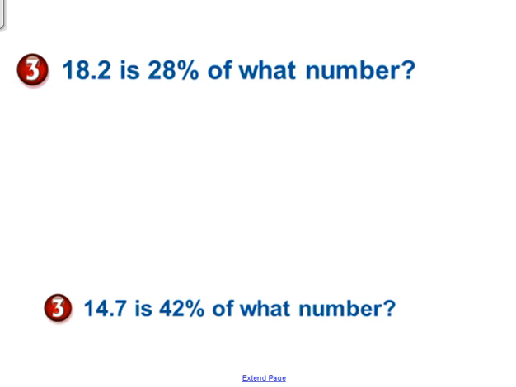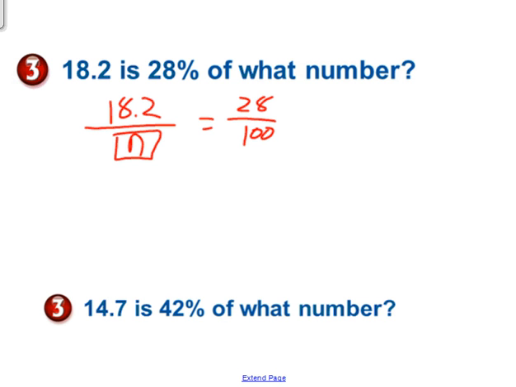Let's continue on with that same type problem. I've got 18.2 is 28% of what number? So 18.2 is to some unknown number, as 28 is to 100. So now I'm solving for the whole. I'm going to again cross multiply. That's my secret tool here. 18.2 times 100 is 1,820, which is equal to 28n. Divide both sides by 28.